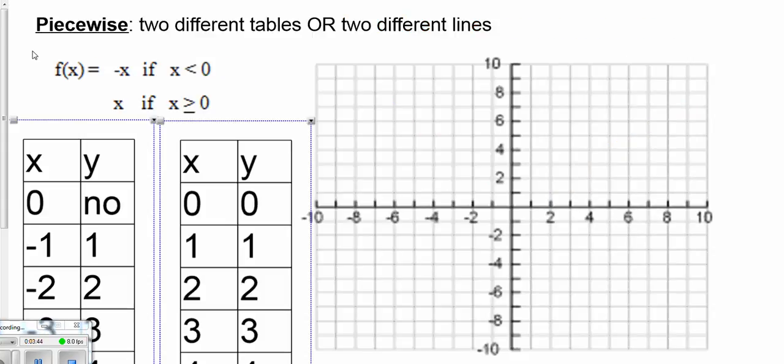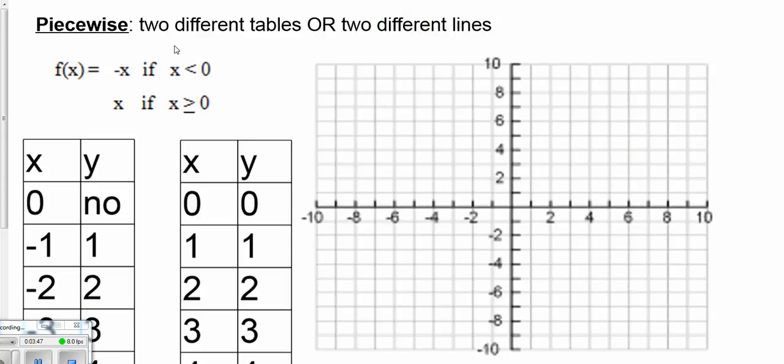Now, piecewise functions are technically two different tables or two different lines. You're kind of graphing two different equations, but all on one graph. So, to make sense of that, we're going to look at this piecewise function, f of x equals. Well, it equals -x if x are the values less than 0. It equals x if x's are the values greater than or equal to 0.